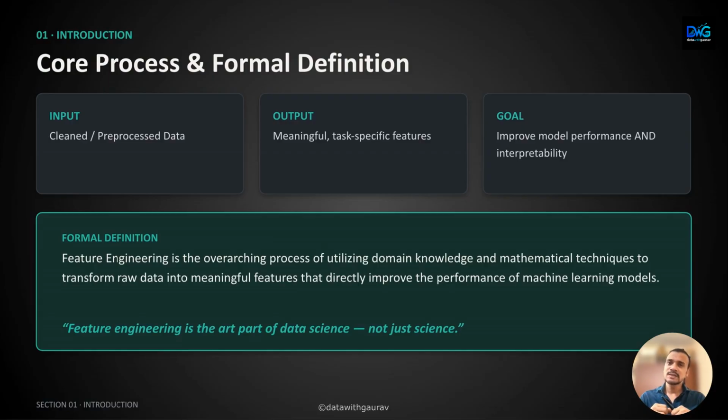Notice one important phrase in this definition: domain knowledge. That's because feature engineering is not just about applying formulas or writing code. It also requires understanding the problem you are trying to solve. The more you understand the business context, the business domain and the data, the better the features you can create. This is why feature engineering is often called the art of data science. While machine learning algorithms follow well defined mathematical rules, designing useful features requires creativity, intuition, and a deep understanding of both the data and the problem domain. It is this combination of science and human insight that makes feature engineering such a powerful skill.